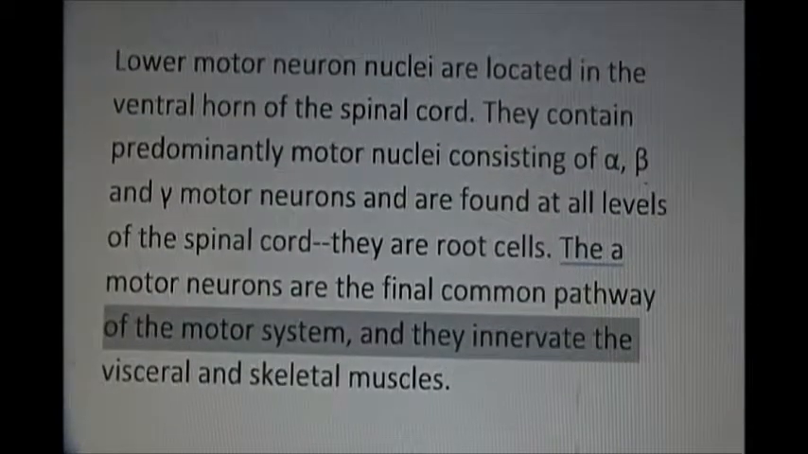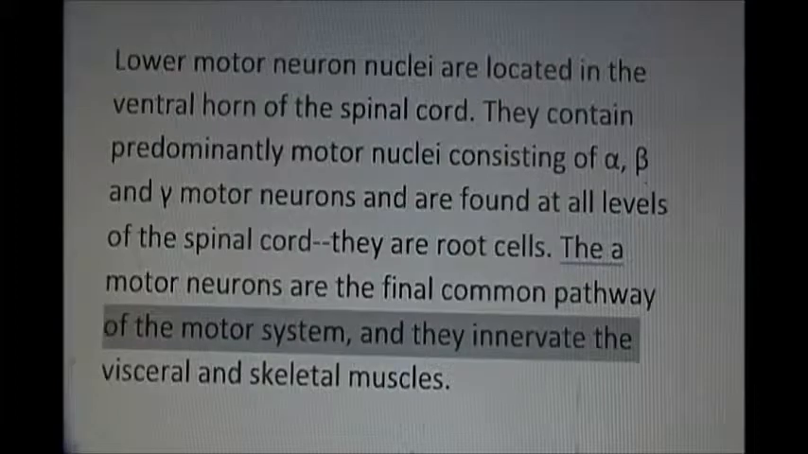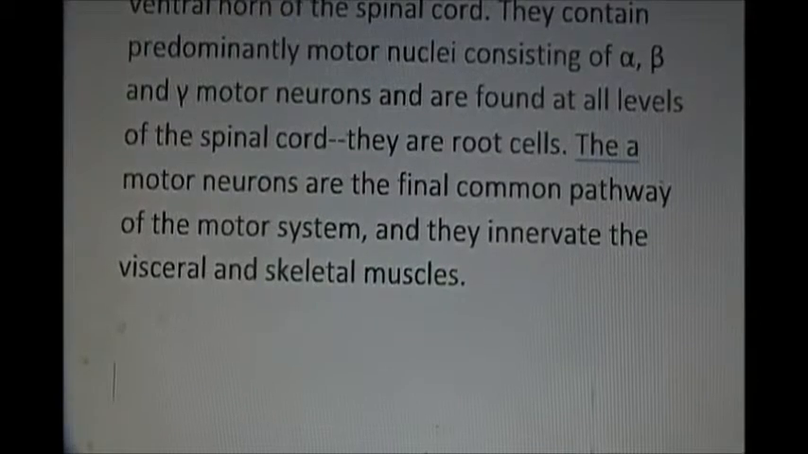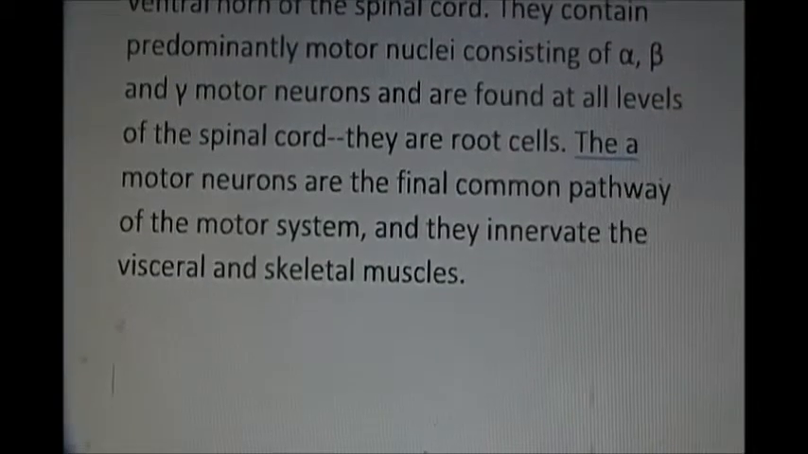A few words about the anterior horn cells. The anterior horn cells have the lower motor neuron nuclei. They are located in the ventral horn, and they contain predominantly the motor nuclei consisting of alpha, beta and gamma motor neurons, and they are found at all levels of the spinal cord. The motor neurons are the final common pathway of the motor system, and they innervate the visceral and skeletal muscles.